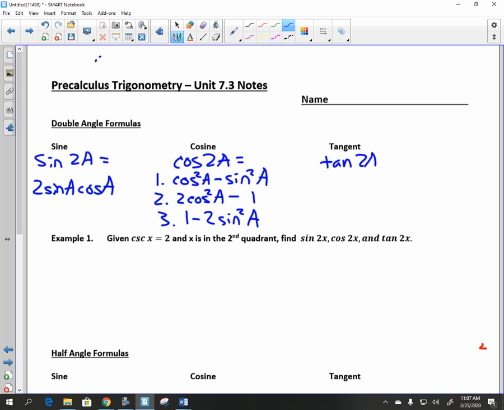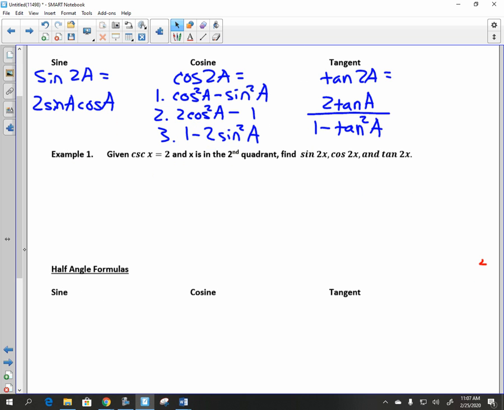Tangent of the double angle is equal to 2 tangent of the angle over 1 minus tangent squared of the angle. And that completes our double angle formulas. Again, if you want to see proofs for any of those, we can sit down after school and go over them together. It's no big deal. We got it written down.